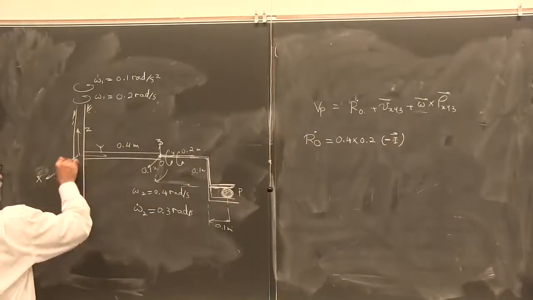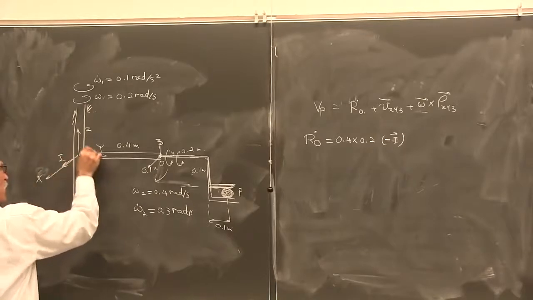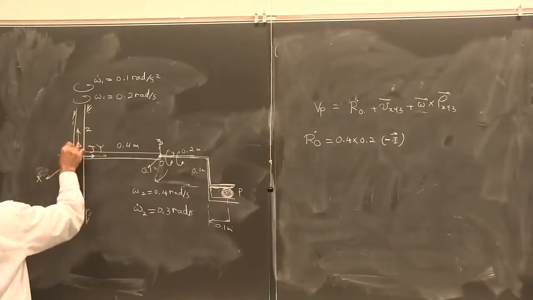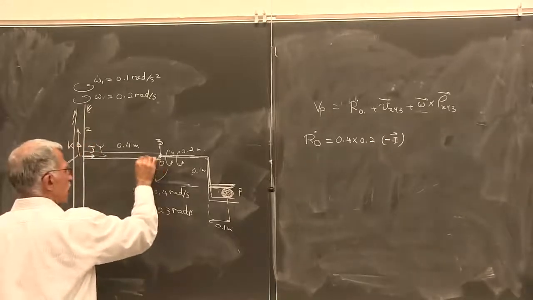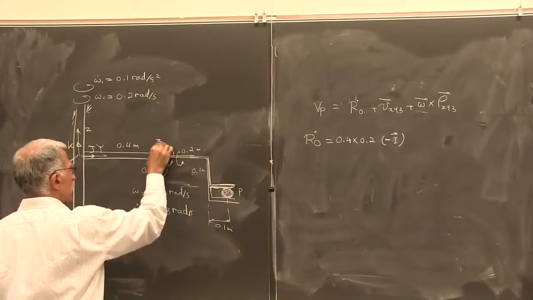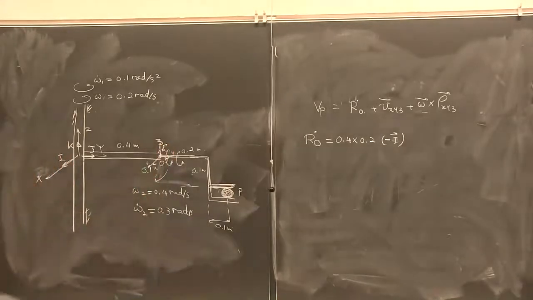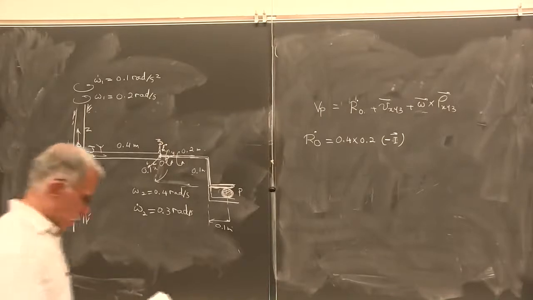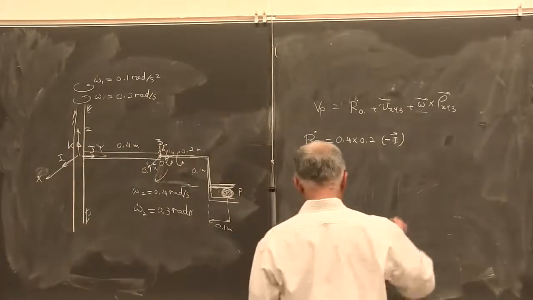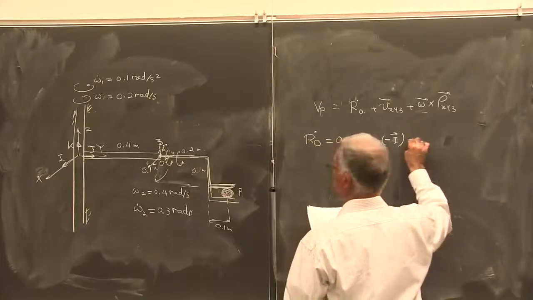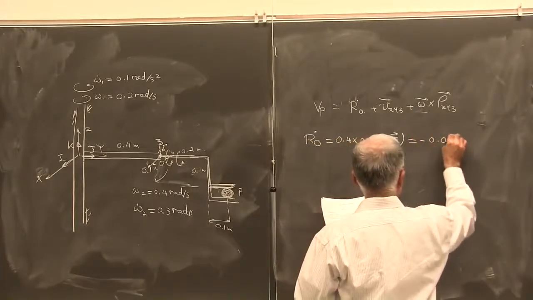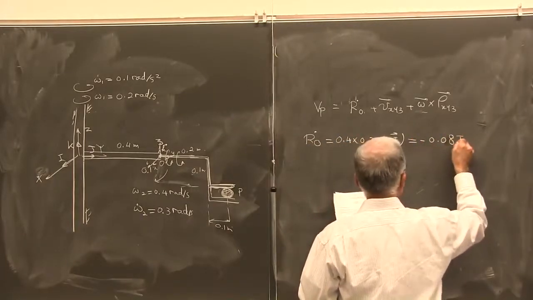This is capital I, this is capital J, this is capital K, this is small i, this is small j, this is small k. At this instance, they are coincident. So this becomes equal to 0.08 capital I.